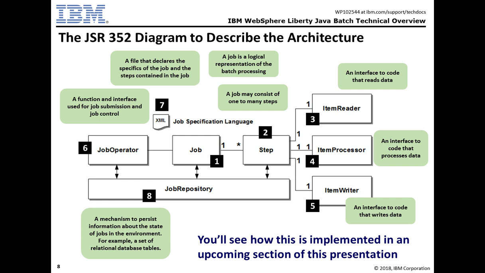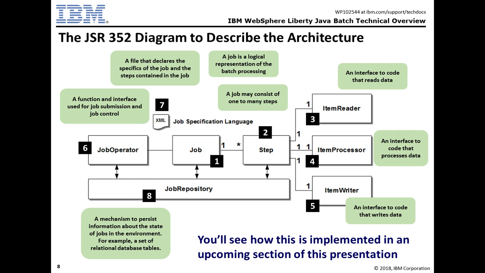Then over on the other side, we've got job operator. The spec defines the job operator interface as the way that you talk to the batch container in order to get it to do things and to find out what's going on. So there are methods on job operator to submit a job and to get a list of jobs, to find out what the current state of a particular job is. So that's how the spec leads you to interact with the batch environment. When we get to the IBM implementation later on, we'll see some things we've done to make that easier to use in a real enterprise environment.